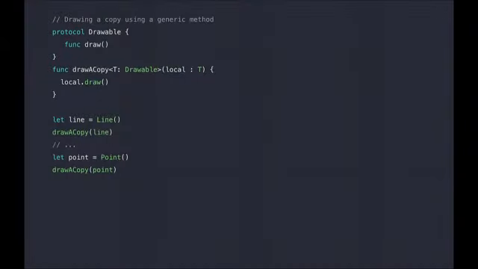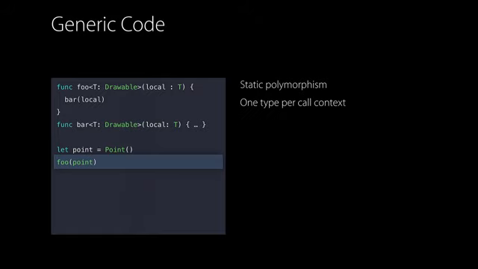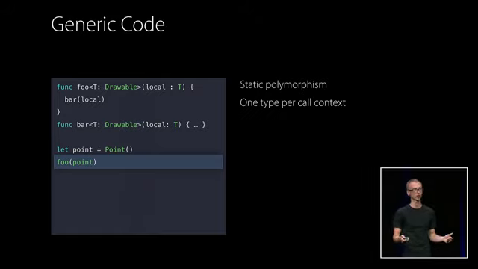So coming back to our application, this time implemented using generic code. Our draw copy method now takes a generic parameter constrained to be drawable, and the rest of our program stays the same. So what is different when I compare this to protocol types? Generic code supports a more static form of polymorphism, also known as parametric polymorphism. One type per call context. What do I mean by that?